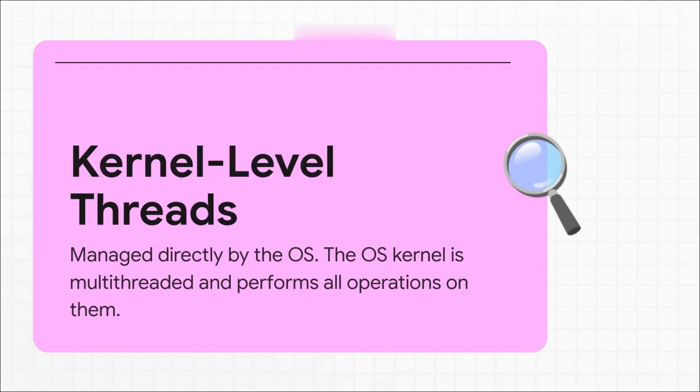And then, on the other side of the ring, you've got kernel-level threads. Now these are the official threads. The operating system kernel knows all about them. It creates them, it manages them, it schedules them to run on the processor. It does the whole shebang. They're not hidden at all. They are true first-class citizens in the world of the OS.